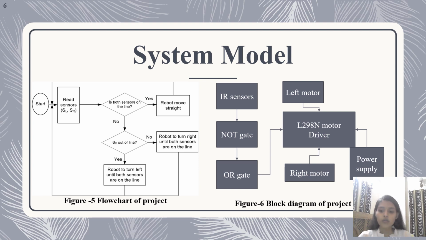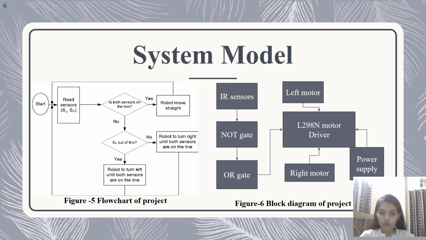Here is the block diagram of our project. In the project we can see that we have used two IR sensors. One is the left IR sensor and another is the right IR sensor. Those sensors are connected to the NOT gate and the OR gate. The NOT gate and OR gate are the key components of our project, and those give the sense to the sensor to drive the motor.